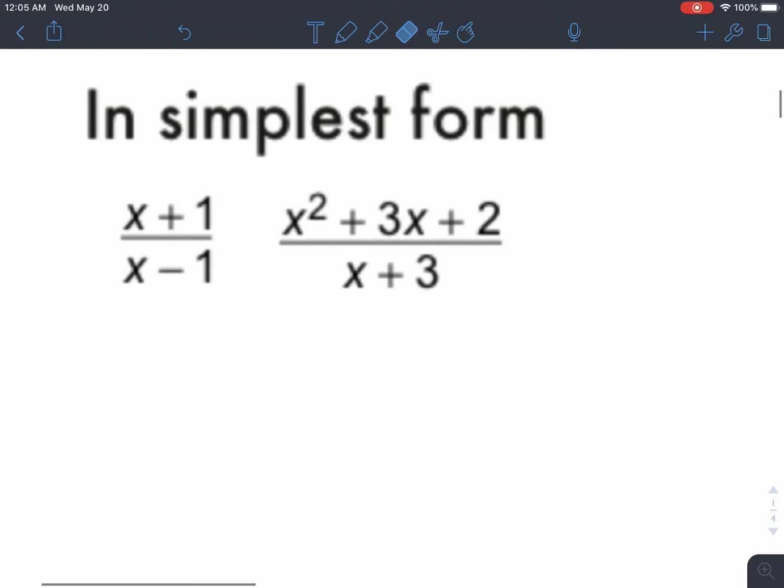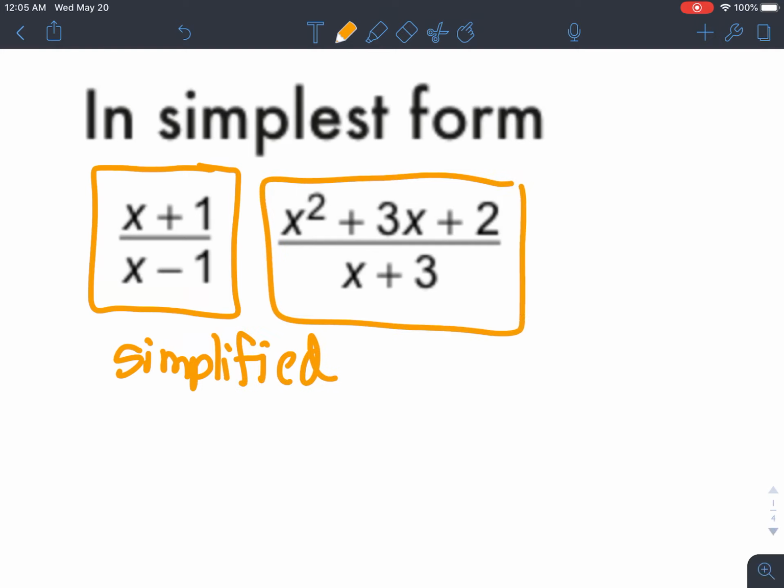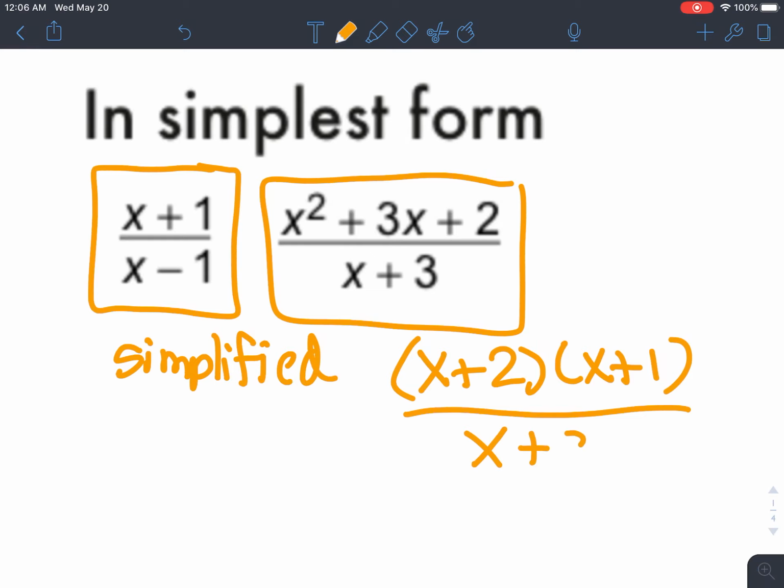Okay. But you can't tell if a rational expression is in simplest form until you factor. So if we look at this first one, x plus 1 over x minus 1, that's already factored and there are no factors in common, so this is already simplified. The second one, though, is a little hard to tell. You'd really have to factor the top first. But as you can see, there are no common factors, so this is also simplified.